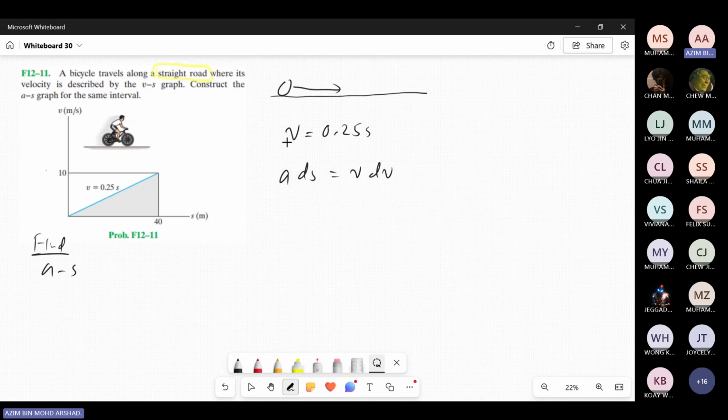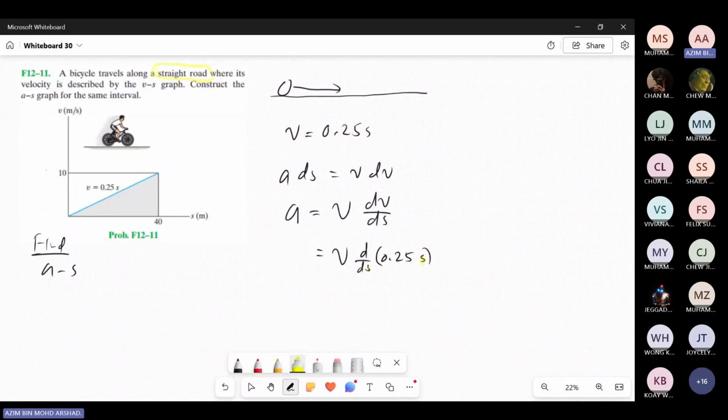What we can do is, because we have v as a function of s, and we'd like to find a, if we take ds to this side, we'll get a equals v dv/ds. This is what we get. And dv/ds, can we perform dv/ds? Yes, because we have v as a function of s. So if we take dv/ds, we'll get v times d/ds of v, and v is 0.25 s.